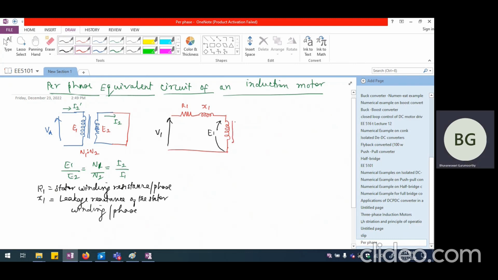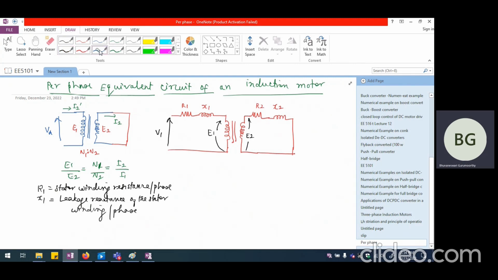Now, this is the iron core of this particular induction motor. And I'm going to have the secondary side, which is E2. The secondary side or the rotor winding will also have a resistance, which I can call R2. And this will also have a leakage reactance, which I'll call X2. And the rotor is short circuit. So this is how it is going to be. And I can call this voltage E2.